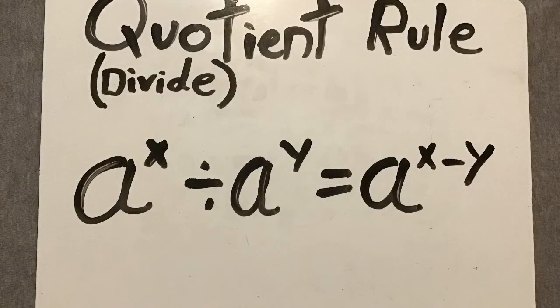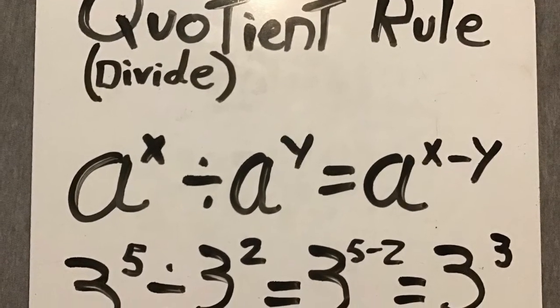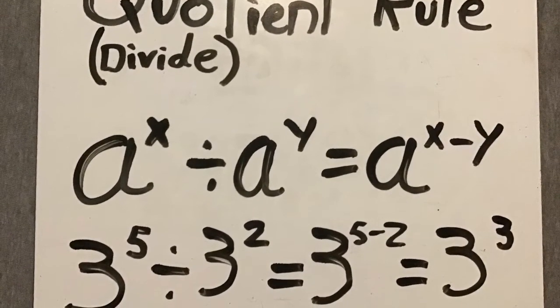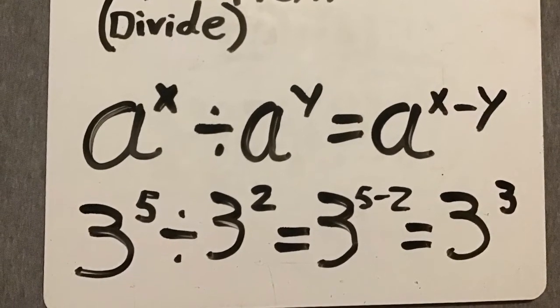The next rule is the quotient rule. Quotient means we're dividing. So if we have two numbers with the same base and we're dividing, what we do is subtract the exponents. For example, 3 to the fifth power divided by 3 to the second power equals 3 to the third power, because 5 minus 2 equals 3.